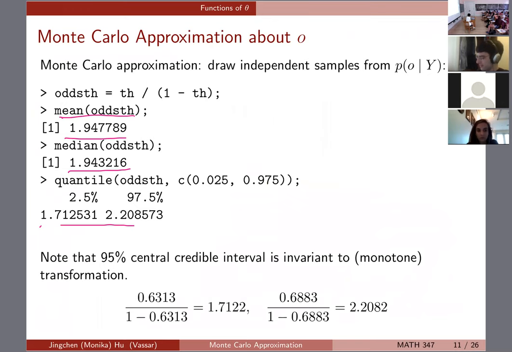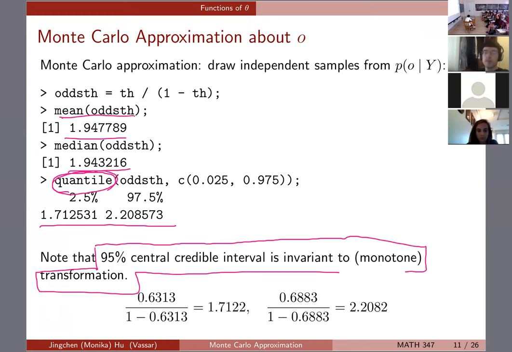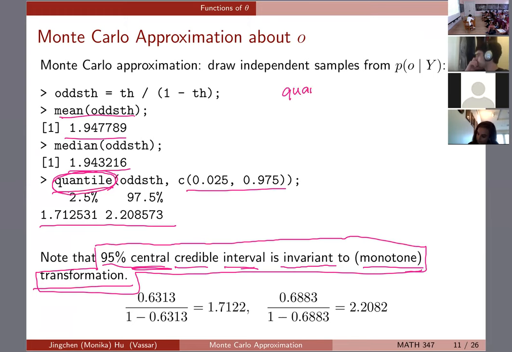One thing I want to make you aware of is, if you're doing quantile, please make sure that you know this quantile function. When you're doing quantile, the middle 95%, we call it the central credible interval, okay? And make sure that you know it is actually invariant to monotone transformation. Earlier, a few slides before, we returned the quantile. I'm just trying to write R code over here.